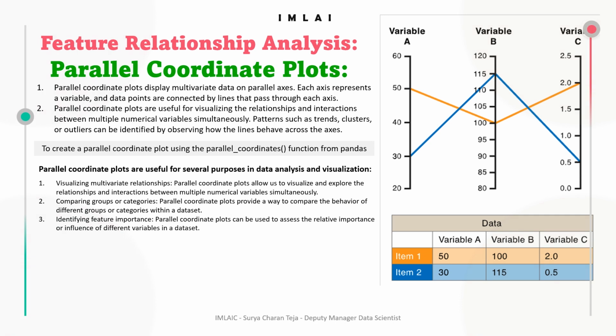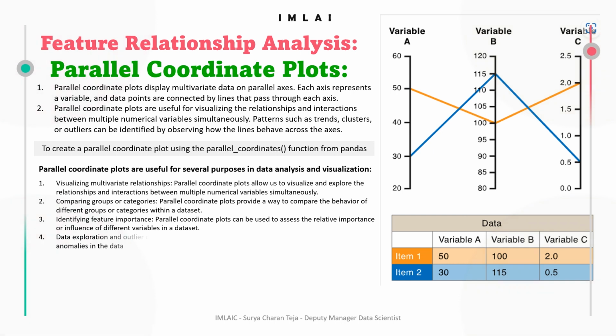However, it can be used in EDA, identifying the feature importance. So parallel coordinate plots can be used to assess the relative importance or influence of different variables in a data set. By examining the spread, range, or variability of the lines on each axis, we can get a sense of which variables have a greater impact on the outcome or target variables. Variables that exhibit larger variations or distinct patterns across the axis are likely to be more influential.